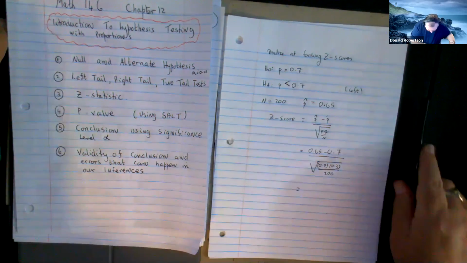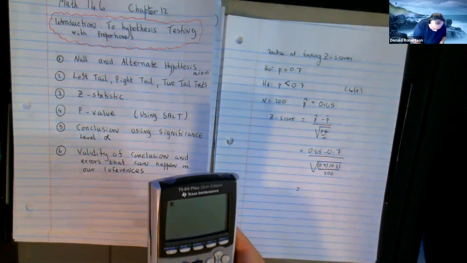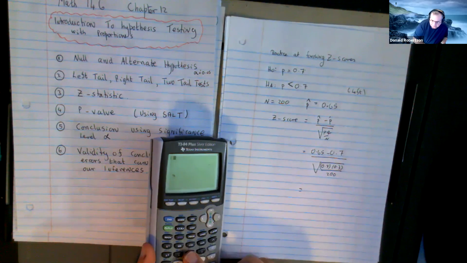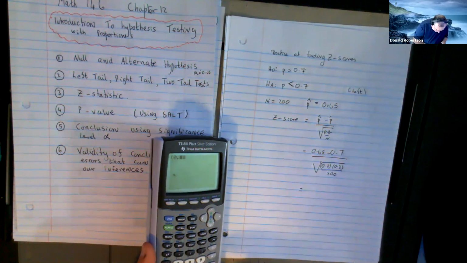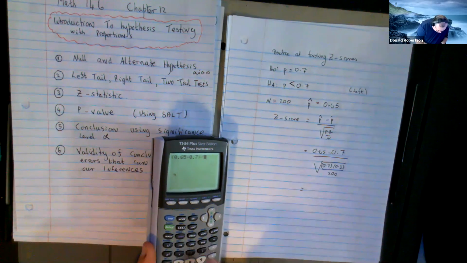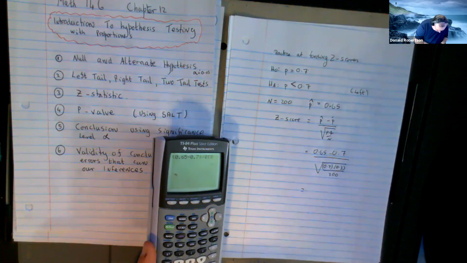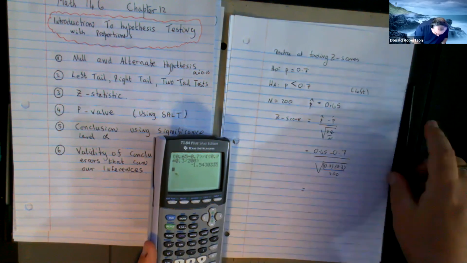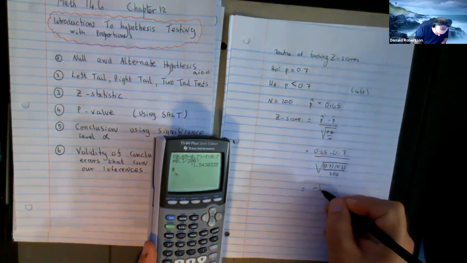I'm going to be brave here because I think this one I can just about do on the calculator in one go. So a bracket, 0.65, take away 0.7, close the bracket, divided by a square root of 0.7 times 0.3 divided by 200. And close the bracket for safety. And I get a Z score of negative 1.5.